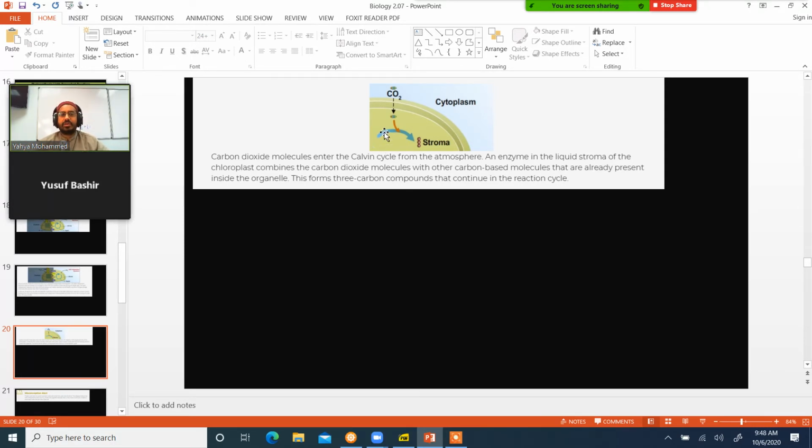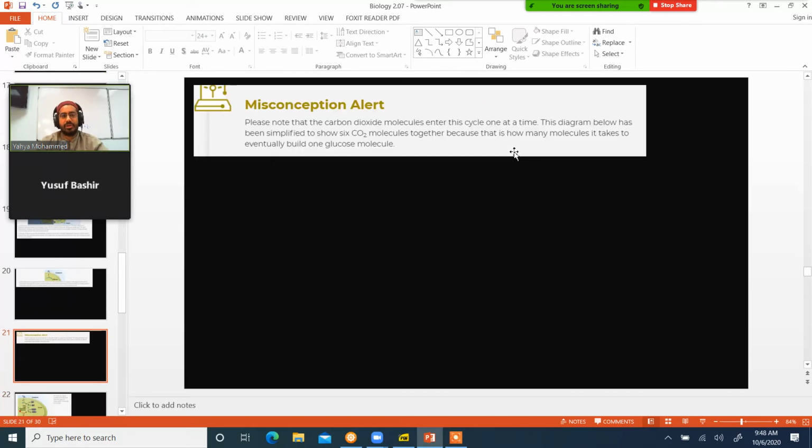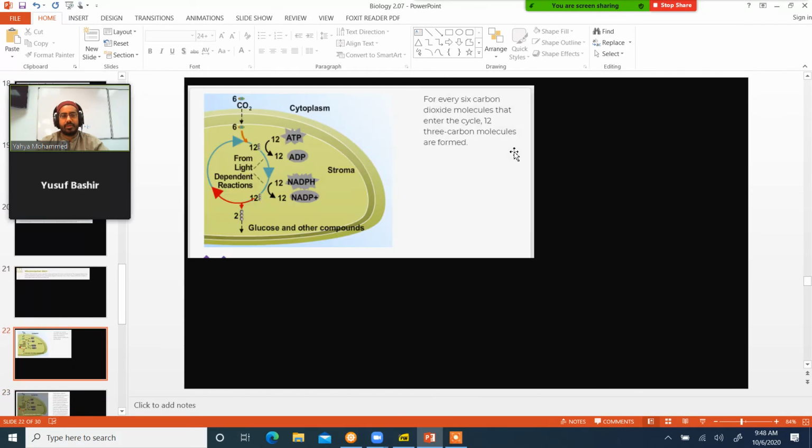Inside, the one carbon joins with a two carbon molecule to form a three carbon molecule. See these three circles here, right? So the one carbon must have joined with something that had two carbons, and now it has three, and now it's going along in the cycle. Again, these are just some details. We're going to put it all together so we can look at the whole picture in a little bit.